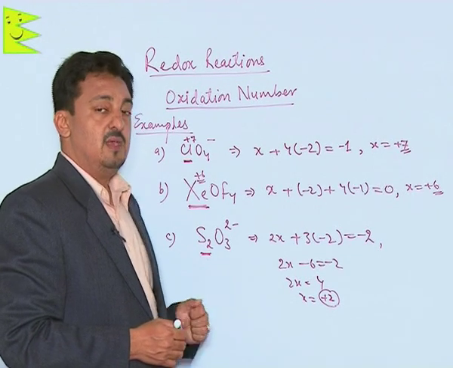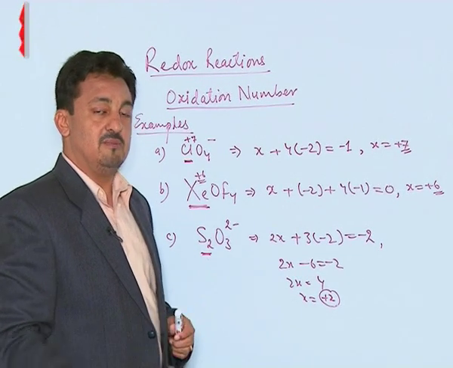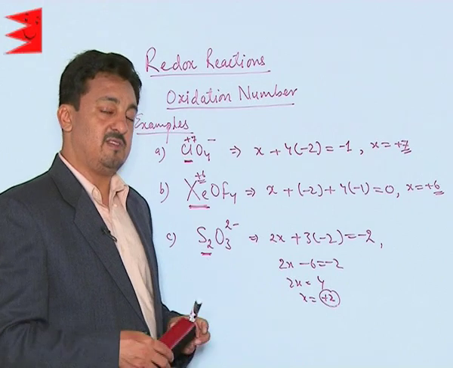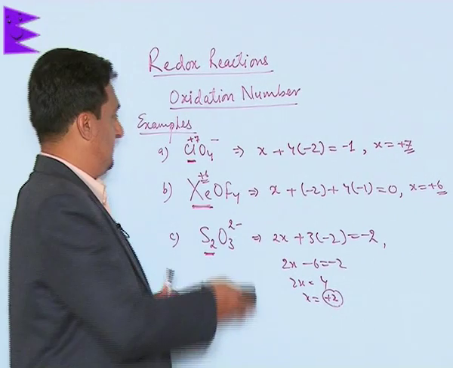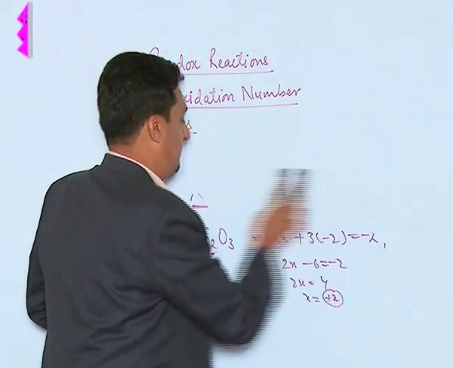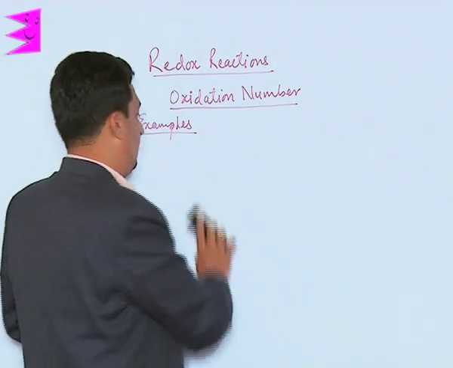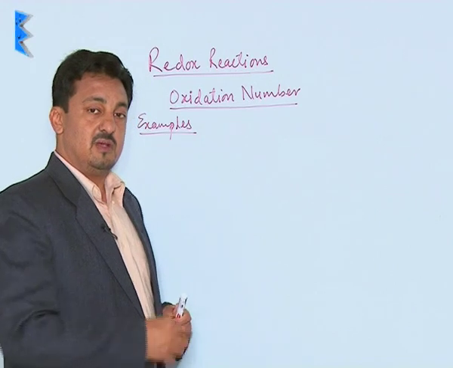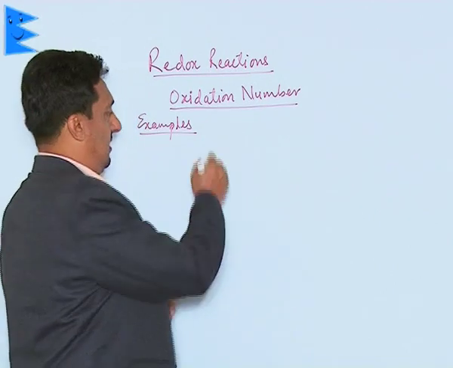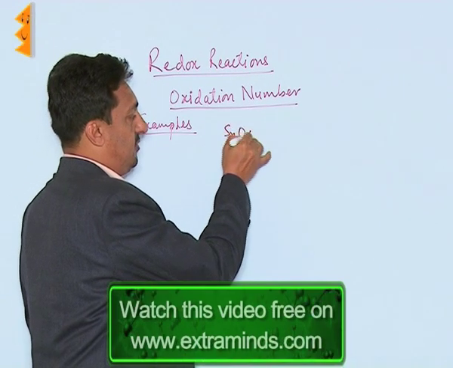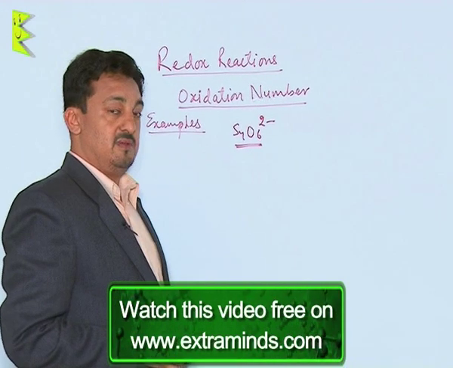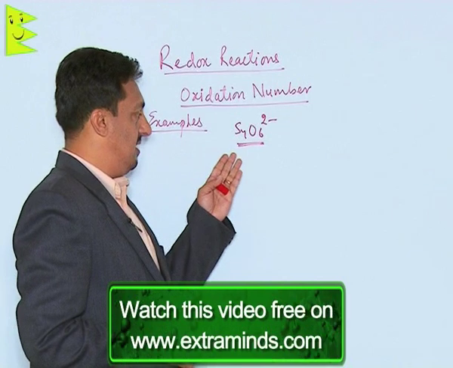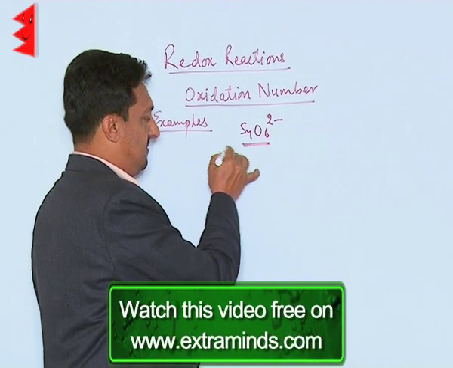Let us take one example of a molecular species in which we will have an oxidation number in fraction. Yes, in fraction. How is it possible? It is actually possible because we are taking the average. Now the example is the S4O6 2- ion, which is called the peroxydithiosulfate ion.